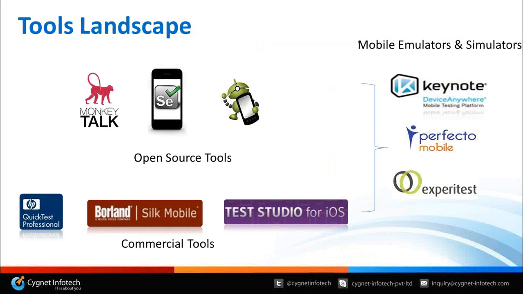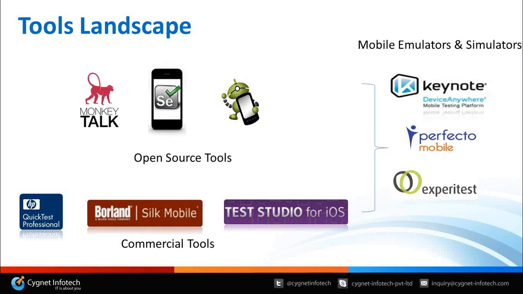Now, these are some of the tools that are available in the market when you talk about mobile application testing in terms of automation. Some of the open source tools that are available are MonkeyTalk, which is one of the very useful tools available in the market. The other one is Selenium. The other available tool is Robotium, which supports Android-based mobile applications.